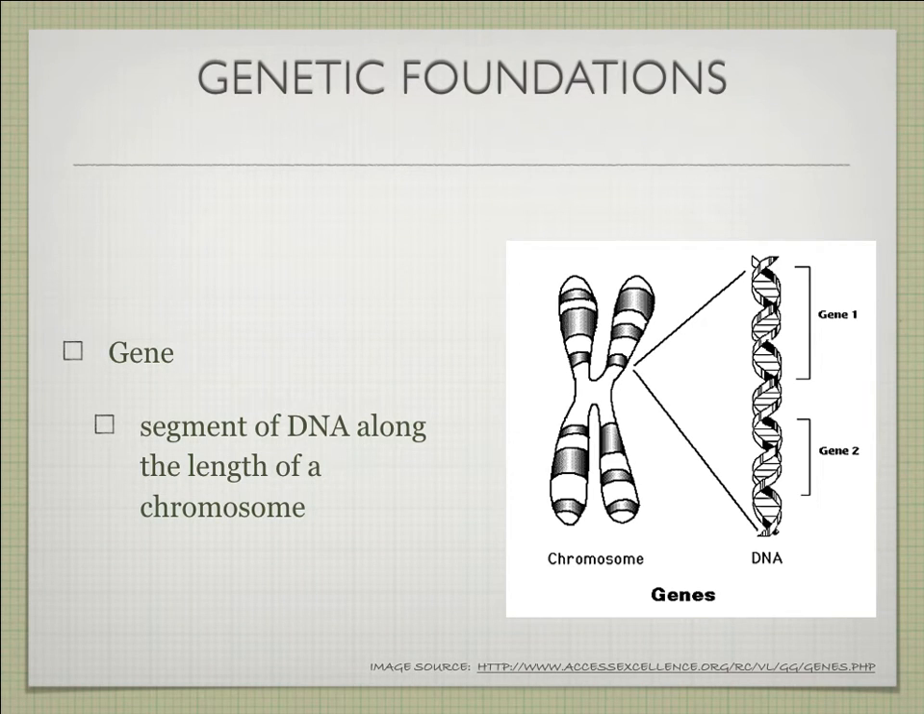Genes are a segment of DNA along a length of a chromosome. So when I say that she has a left-handed gene, that is a segment of DNA on one of her chromosomes. And again, those genes are a section of DNA. So here you have the X shape of the chromosome, and you have two genes on that section of DNA.